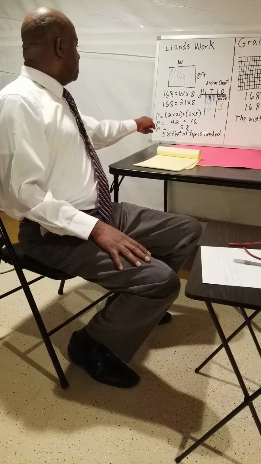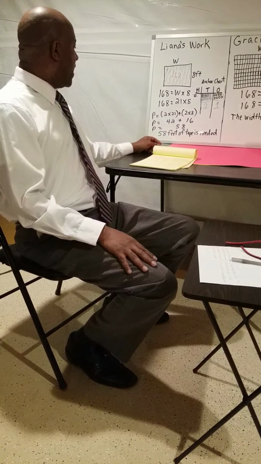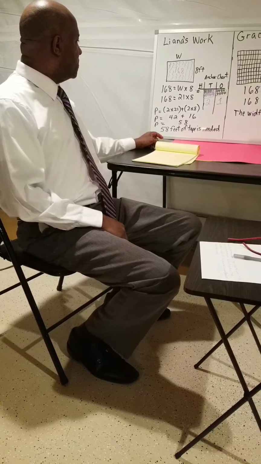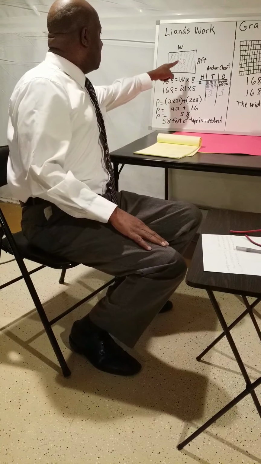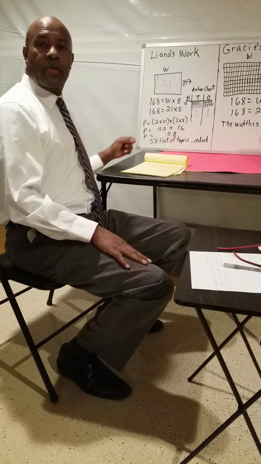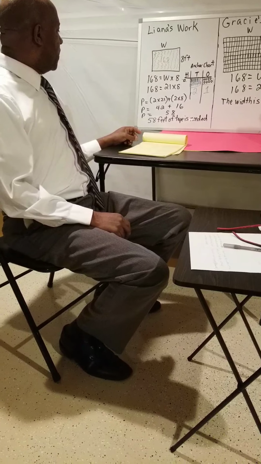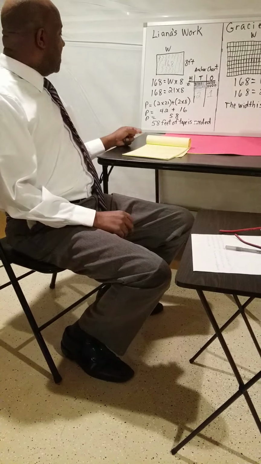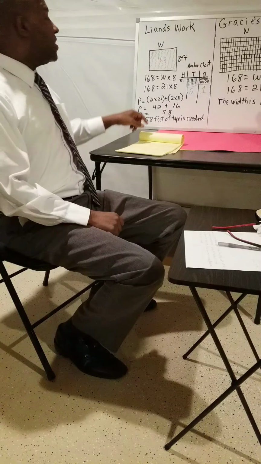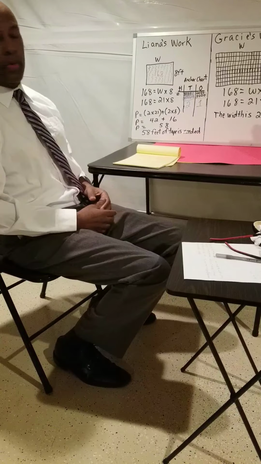For perimeter, she has 2 times 21, which is 42 inches, plus 2 times 8, which is 16 inches, because there's 8 on both sides. Then she found out her 21 for her length there. So P equals 42 plus 16. So P equals 58. So 58 feet of tape is needed on the outside, which is her perimeter. So that was Leona's work.